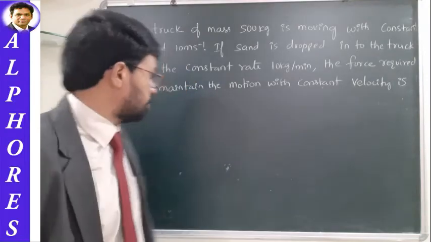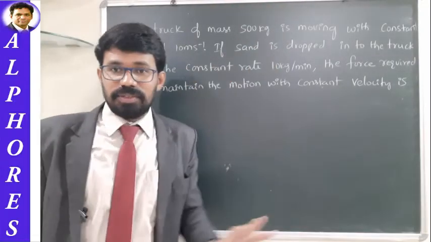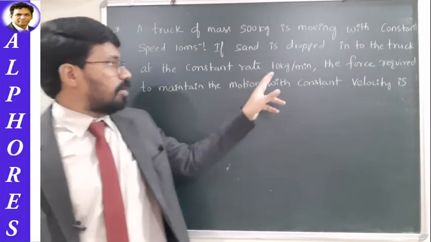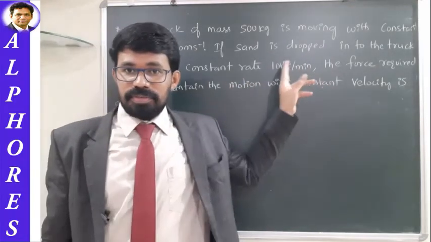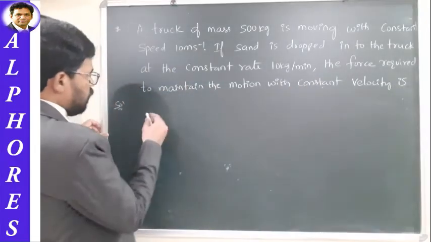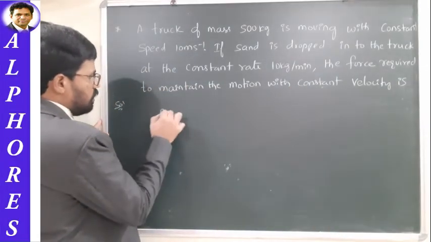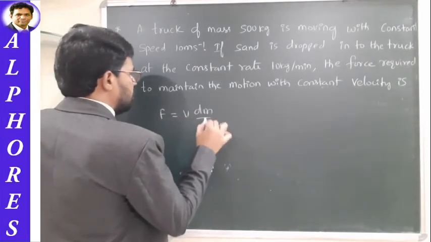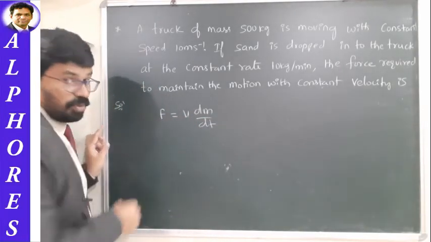So that's what we have to find out. And this 500 kg mass has nothing to do in the present situation. Here, all that we need to worry about is the rate of change of mass that is being added into the truck. We have already dealt with this model. The extra force required is expressed as constant velocity multiplied with dm by dt, isn't it? And this is what he is asking for.